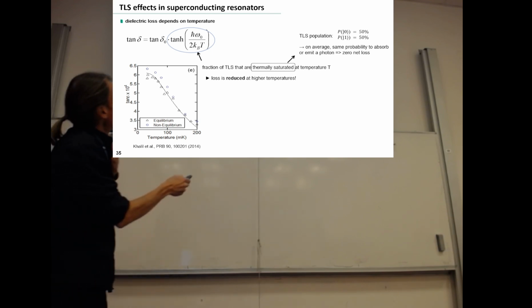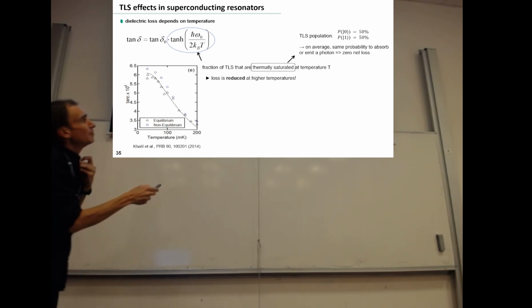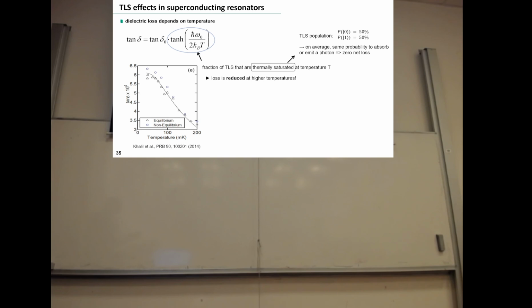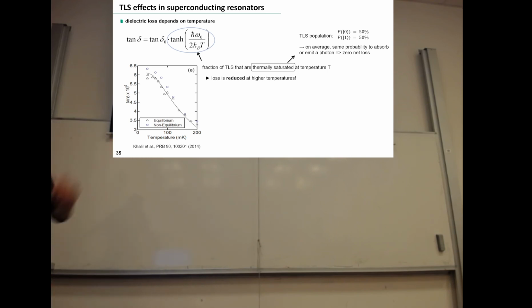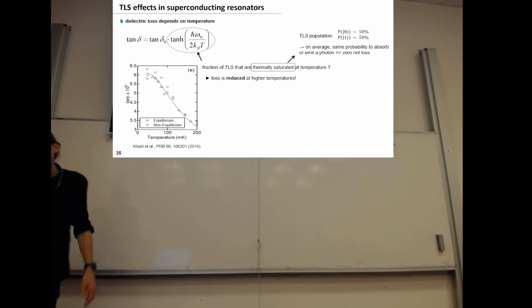Yeah, and this is actually called thermal saturation. Simply you generate a 50-50 population difference by providing enough thermal energy. It's actually surprising that the loss is reduced at higher temperatures. This is something you would not typically expect for many devices. Typically at small temperatures, losses get reduced because you avoid these modes.